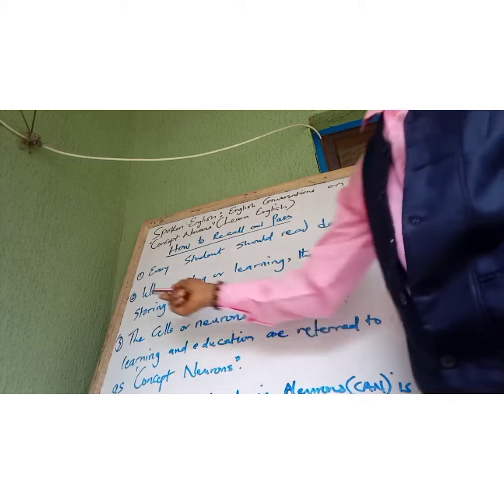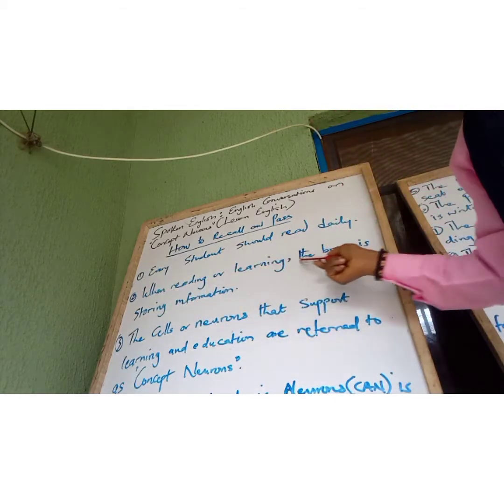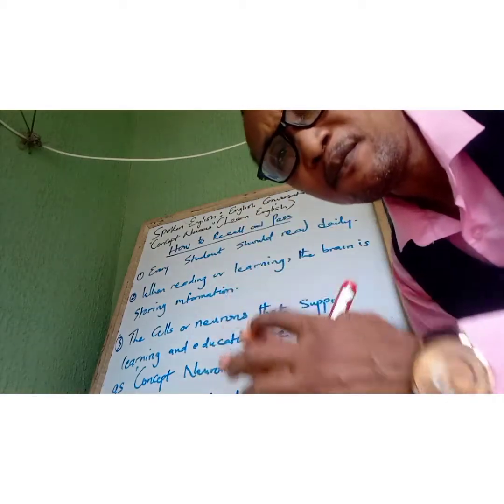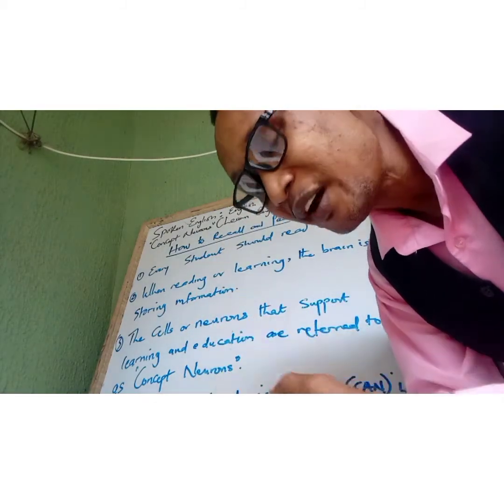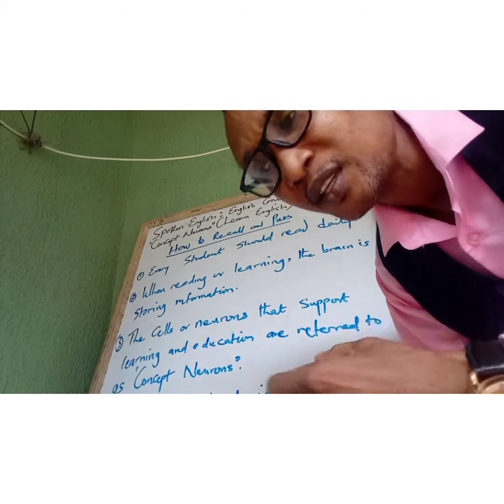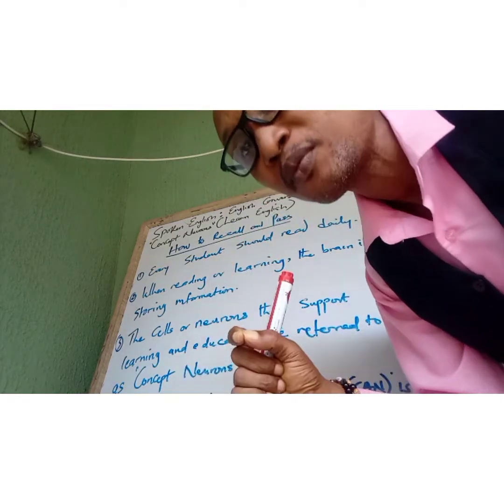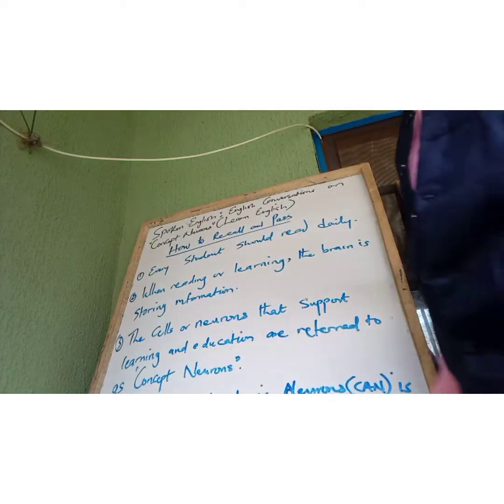So the second one is, when reading or learning, the brain is what? Storing information. Whenever an individual, whenever a pupil or a student is learning, the brain is storing information, and there is an organ that is responsible for that. We are going to really come to that now.